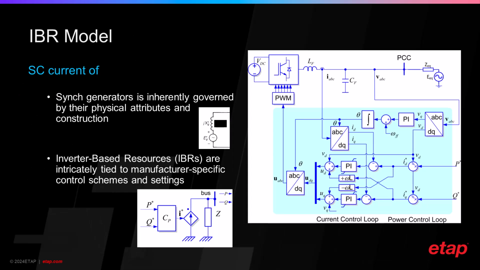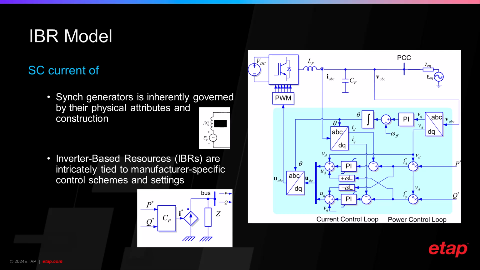As we know, the short circuit current of synchronous generators is inherently governed by their physical attributes and construction. And we model the synchronous generators by their Thevenin equivalent for short circuit study, the internal voltage and then the subtransient reactance, if you're looking for the immediate fault response of the generator.